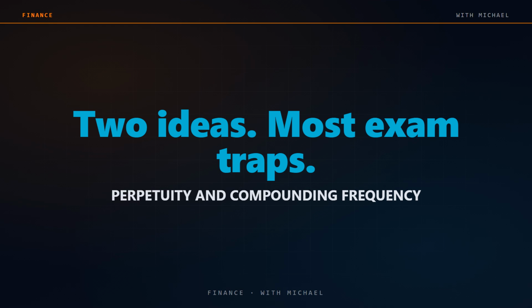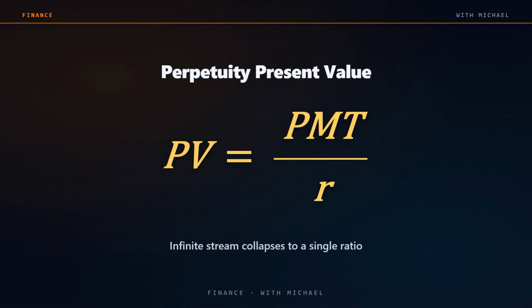Present value of a perpetuity equals the periodic payment divided by the discount rate per period. PV equals PMT over R. That's it. Why does it work? Each future payment, when discounted, gets smaller. The discount factor shrinks geometrically. The sum of an infinite shrinking geometric series converges to PMT over R.